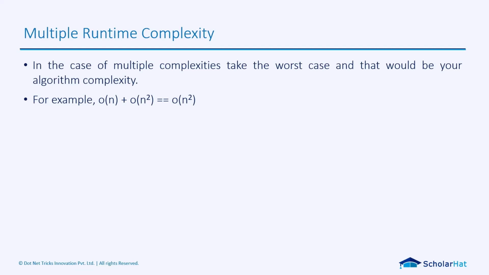Let's suppose O of n plus O of n square. So we consider that O of n to be merged into O of n square. So we consider only O of n square to be the complexity. Suppose there are two separate for loops, and one is giving complexity of O of n, another is giving O of n square. So we'll consider that they will be added up, and we'll be considering O of n square as the runtime complexity.